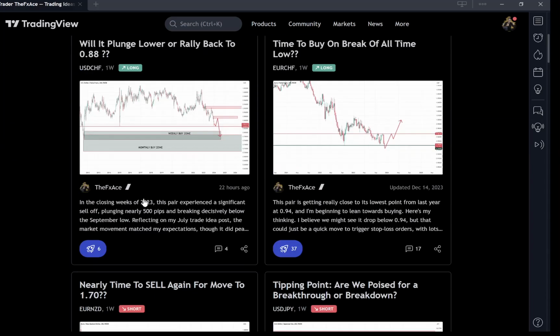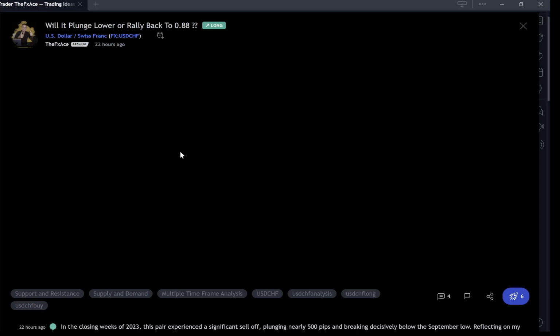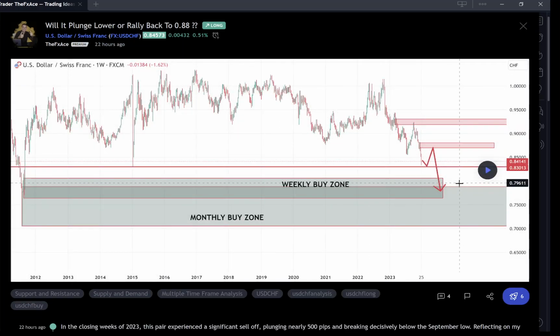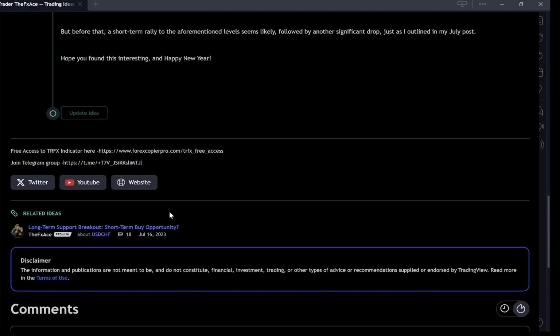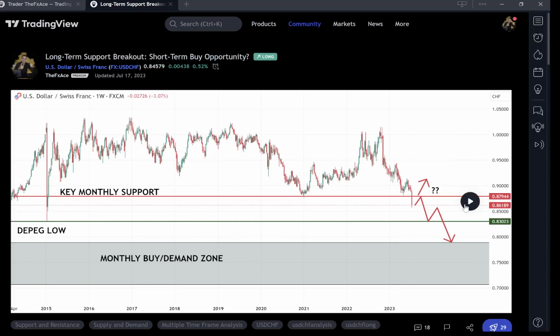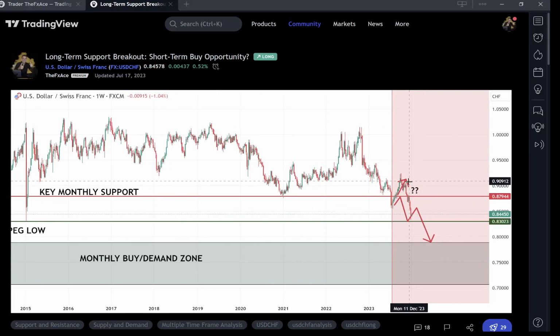So this is an idea I posted yesterday on the USD Swiss franc. It is basically a follow-up to an idea that I posted in July of this year. We'll have a look at the related post here. You can see that I expected it to move up and then move back down. It did go a little bit further, but like I said, it would shoot back up, and we've got the move back down towards the D-peg low.